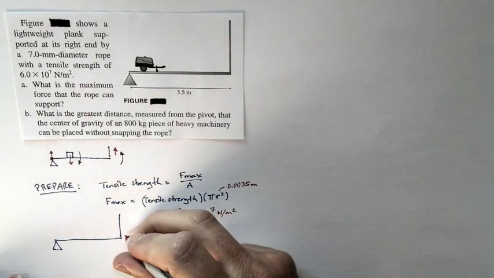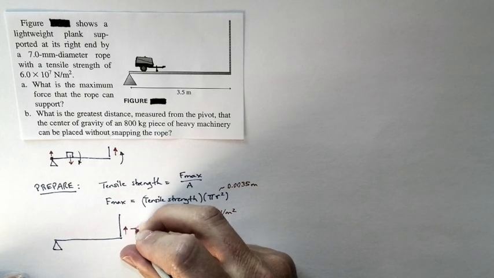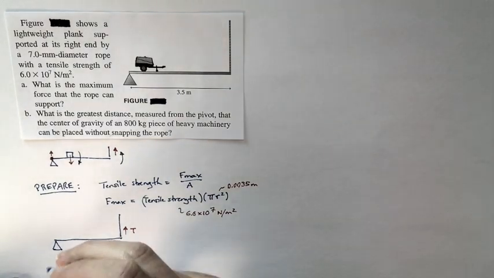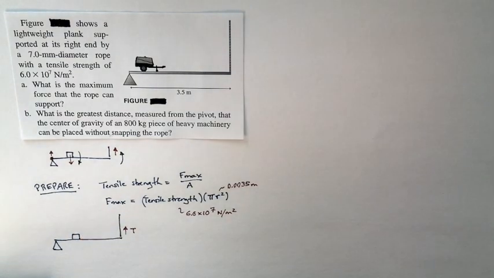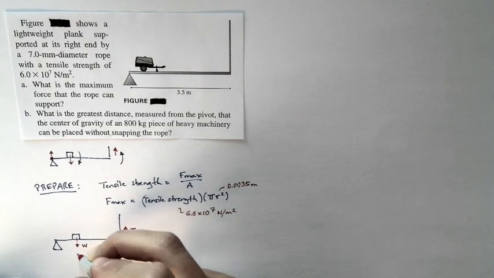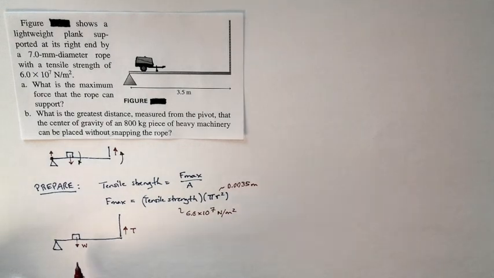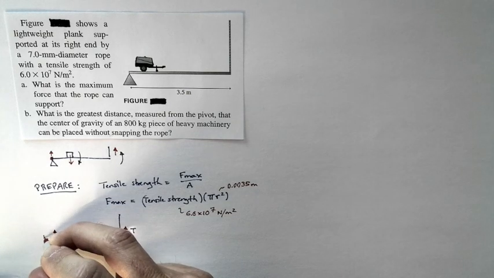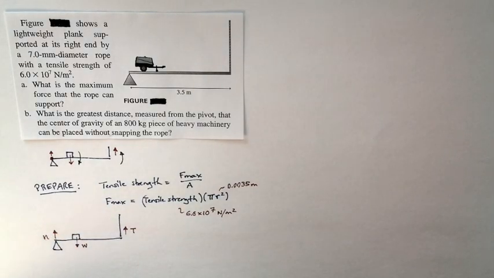But we've really got two forces. There's an upward tension force from the rope. There's a downward force on the plank due to the weight of the machine. Okay, so I'm just going to say it's the weight of the machine because that's the magnitude of the force pushing down on the plank right here. We have these two. We also have a force from the support right here, a normal force right there.